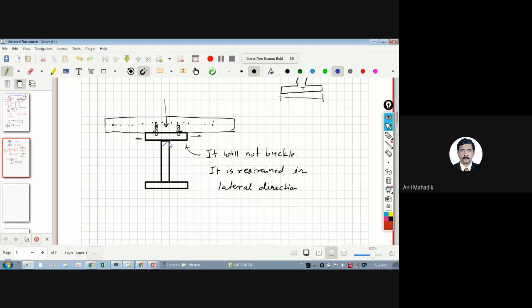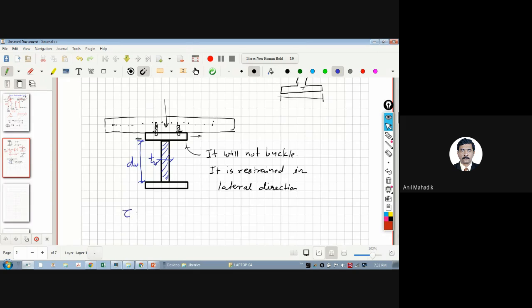The web. So web is taking the shear. So resistance is given by the web area. Web area is how much? This t value, thickness of web, and this depth of the web, which is this. Let's say dW, depth of web.